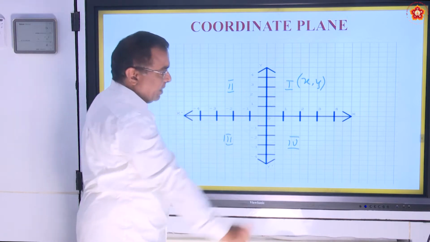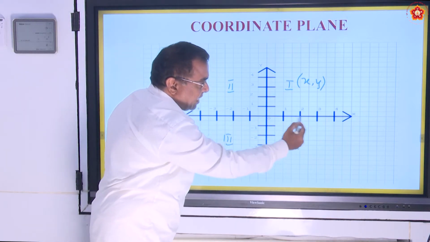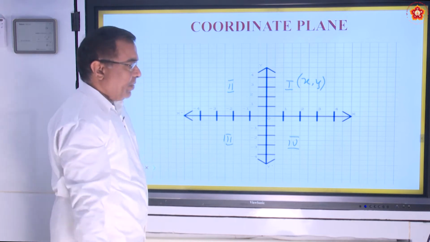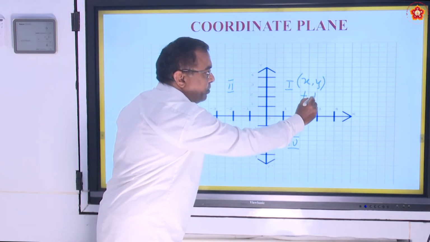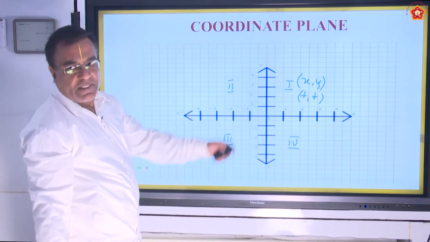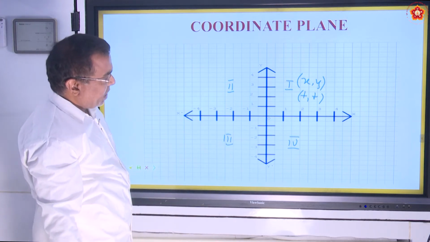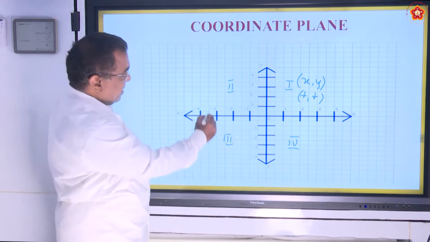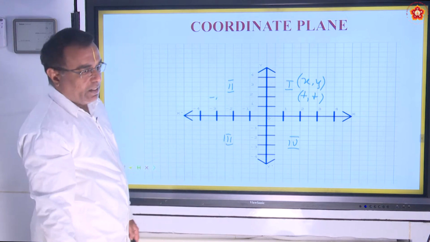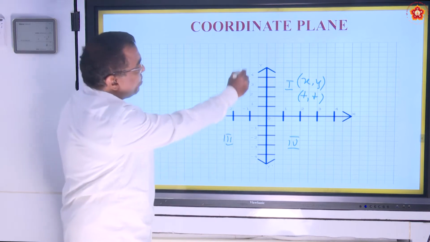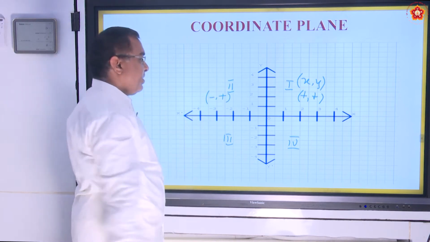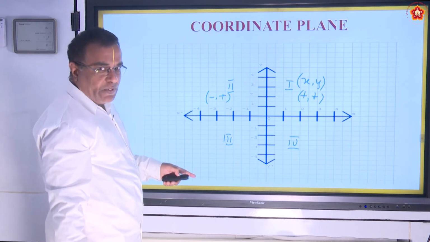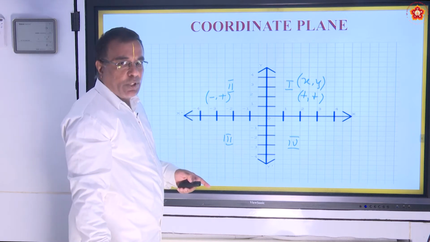So, as you observe in the first quadrant, along the x-axis all are going to be positive. Along the y-axis also all are going to be positive. So, in the first quadrant, both are going to be positive, positive. We represent it like this. Same way, look at the second quadrant. Along the x-axis, this is the negative x-axis. First one we will write the x-coordinate sign. So, here it is negative, and what about the y-axis? It is positive. Hence, we conclude that in the second quadrant, the x-coordinate has a negative sign and the y-coordinate has a positive sign.